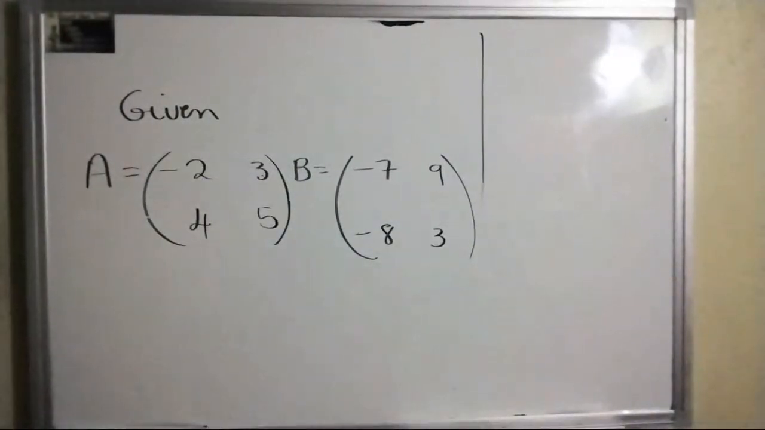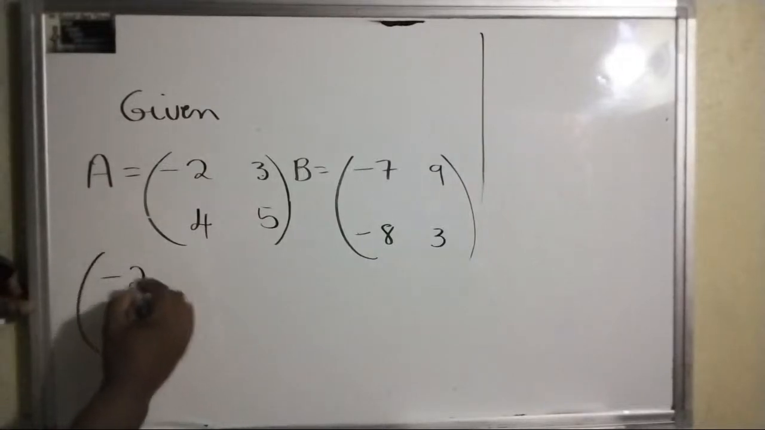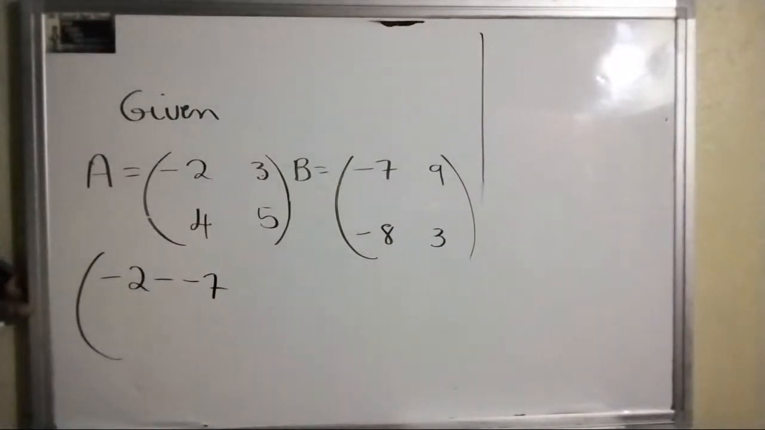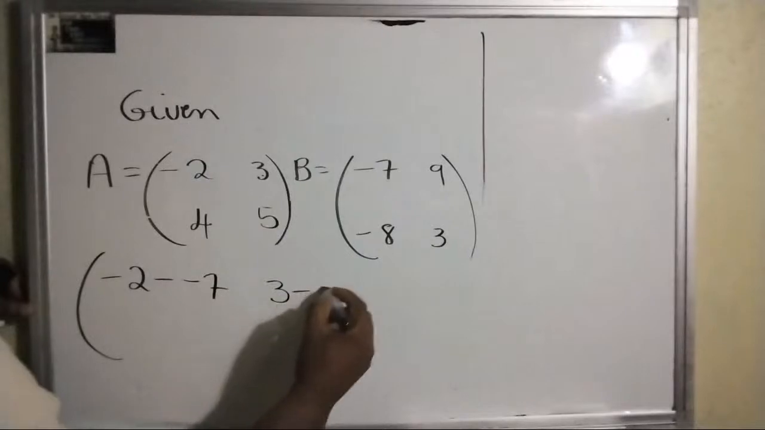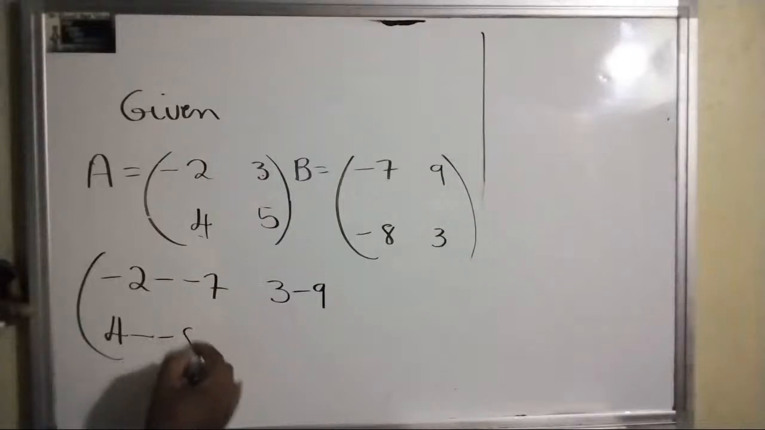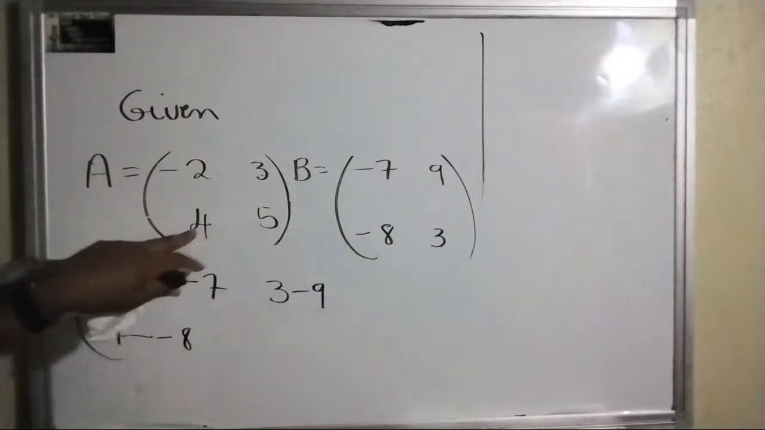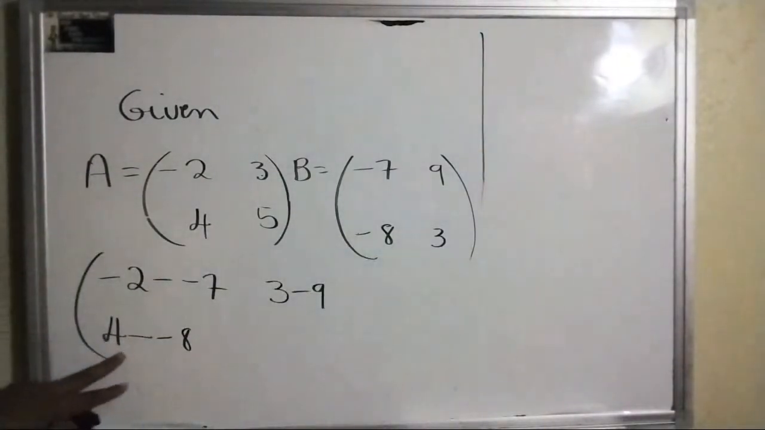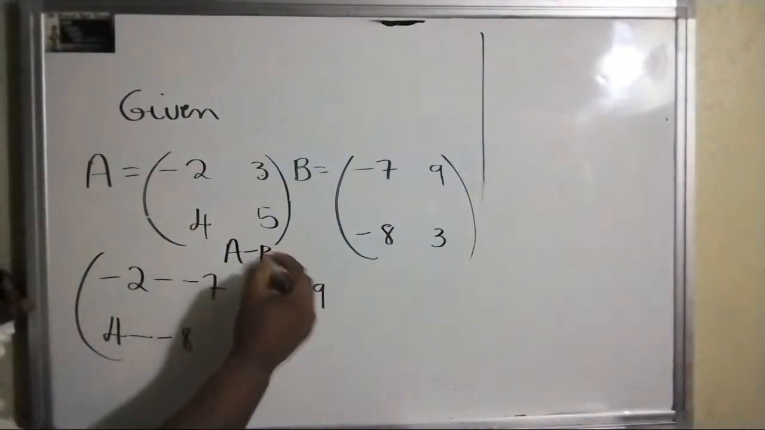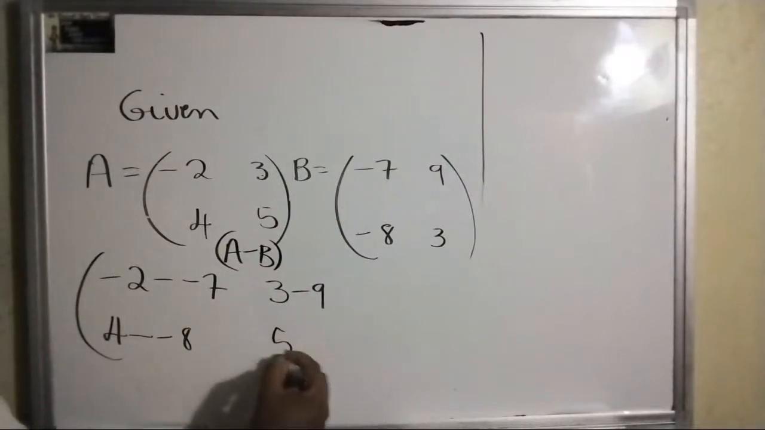Alright, so A minus B. Look at the difference now. Negative 2, instead of plus, we put minus 7. Guys, these can be a little bit tricky. 3 minus 9. 4 minus 8. A common error is that students see the minus right here and they just put 4 minus 8. But remember, it's A minus B, so the minus is a part of it, and we have to put the minus. And then now we have 5 minus 3.